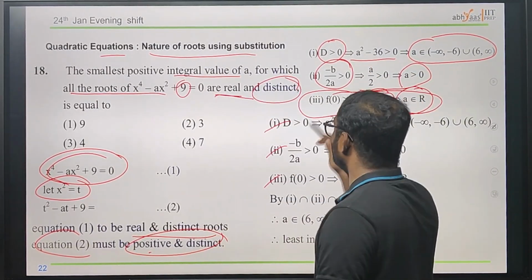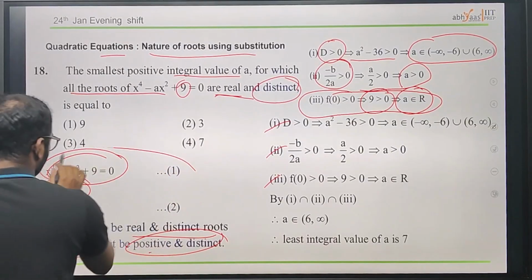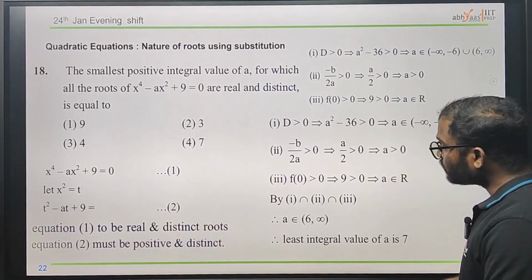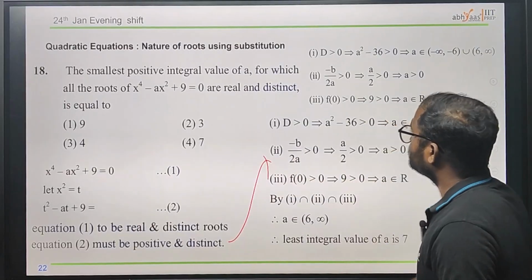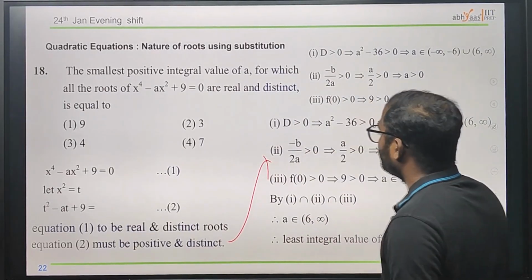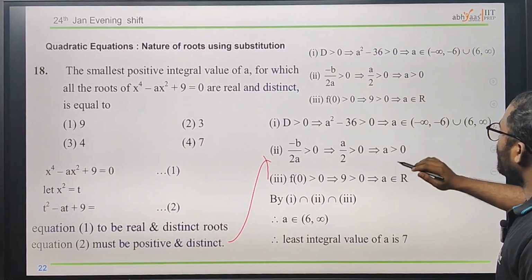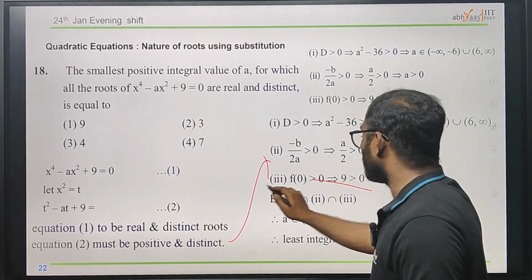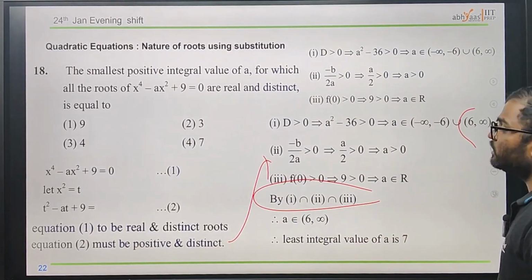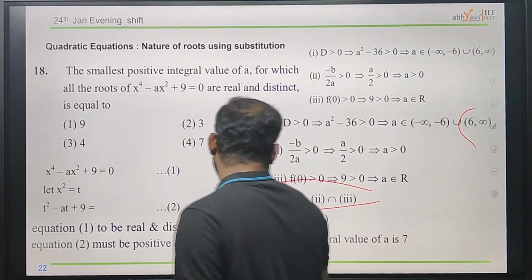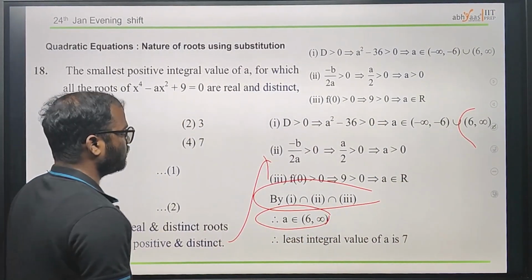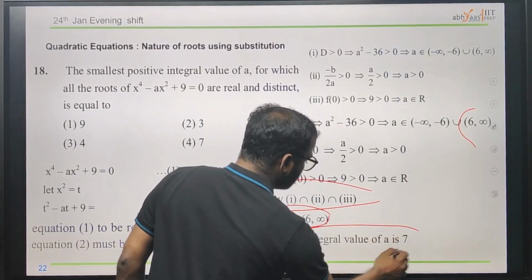Okay, for that reason I just took it, and next we proceed with that one. Now here we have it for positive and distinct, and it is for real and distinct. Now we just saw that we have both of these situations. We got this one by just taking the common part of this one. We got 6 comma infinity as an interval which it belongs to. Therefore the smallest least integral value of a is 7.